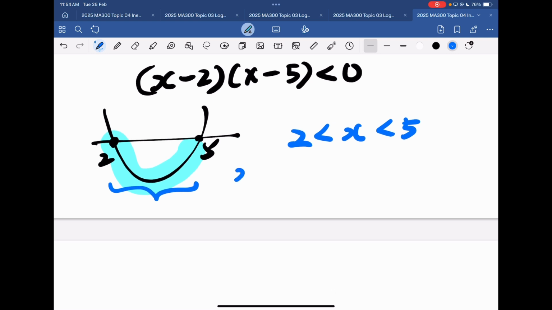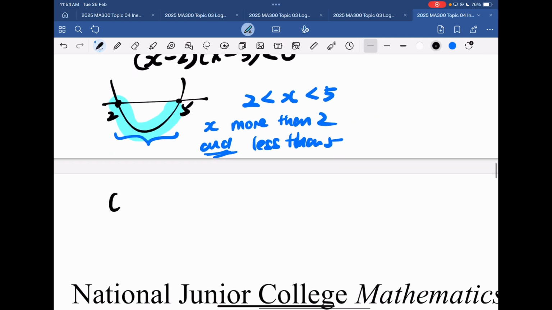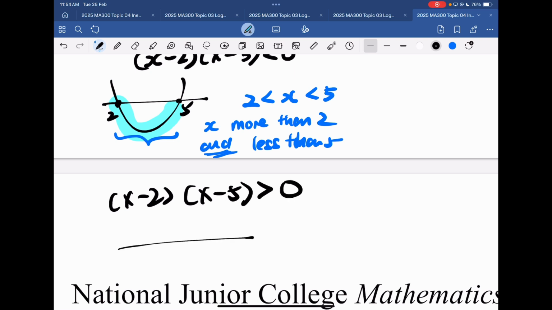This reads as x is more than 2 and less than 5. But if I see something like this, I will get something like this, right? I will be using the left hand side and right hand side. Can you see? So you go correct.